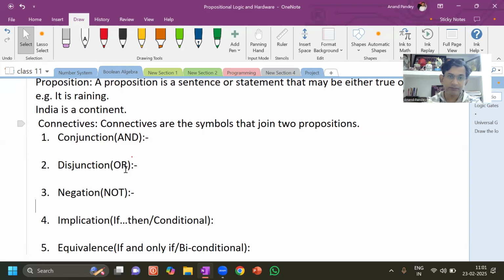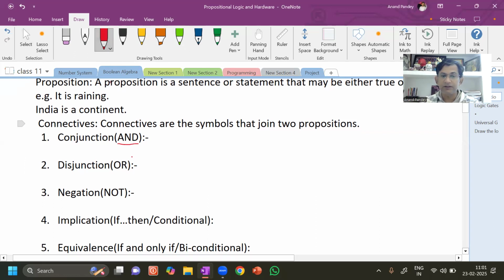The first is conjunction. So the symbol used for conjunction, another name of conjunction is AND. Actually, AND, OR, NOT, these are the logical operations, in Java, if you studied Java. So conjunction means it is also called AND.